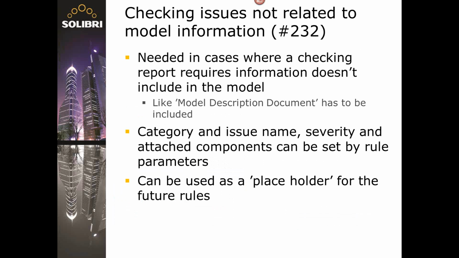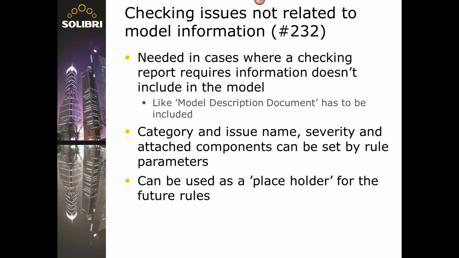We have one new rule type or rule template, only one, and it is a very, very simple one. In fact, it doesn't check anything. It just creates an issue every time. And the idea of that is that sometimes there is a need for manual checking, for cases where we don't have a rule, or a need to check something which really doesn't exist in the model, or maybe just a placeholder for a future rule we haven't created yet.